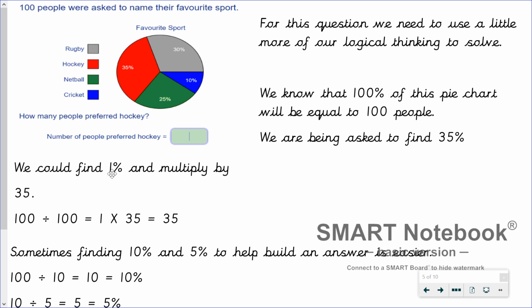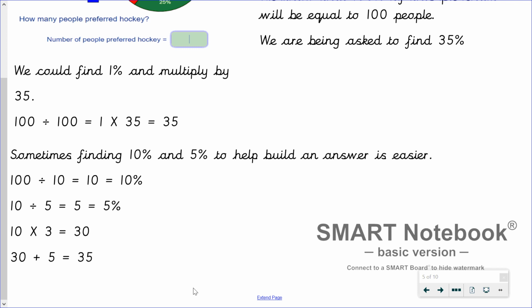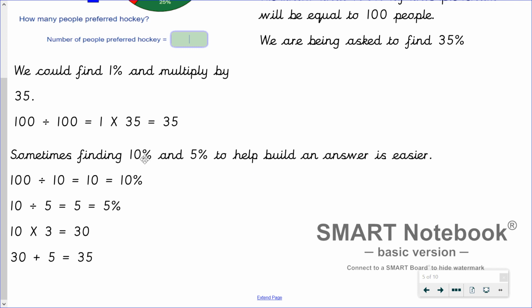Still very doable, still a good method to use, but if you don't like that one, you can use a method we practiced last term, which is building a percentage. So we want to build to make 35%. So we do that by finding 10% and 5%, and then we can build towards it. So 10% was 100 divided by 10, which is 10.